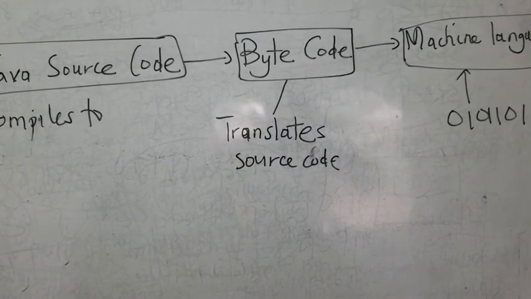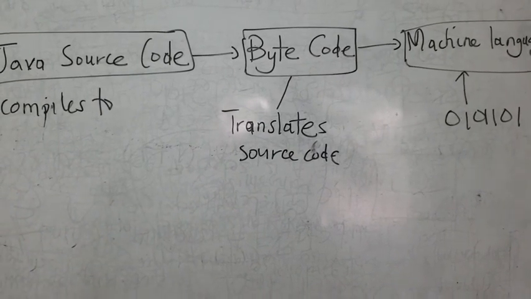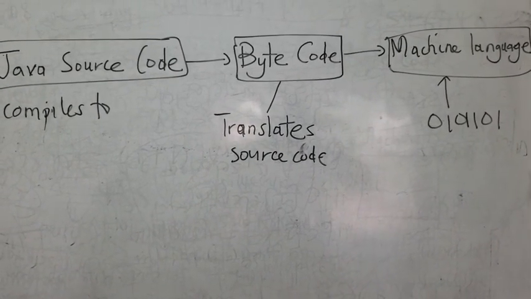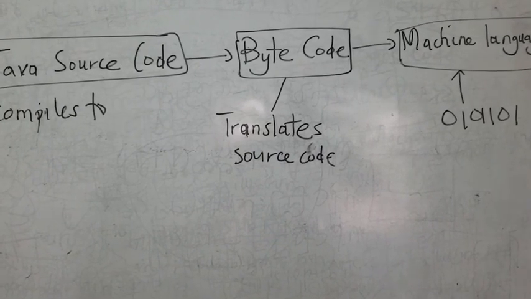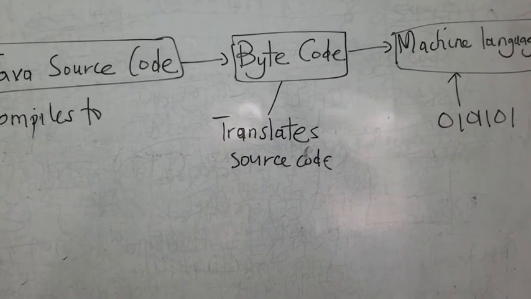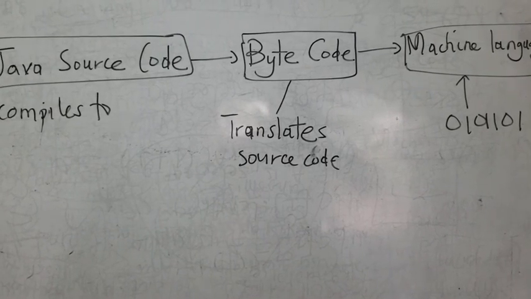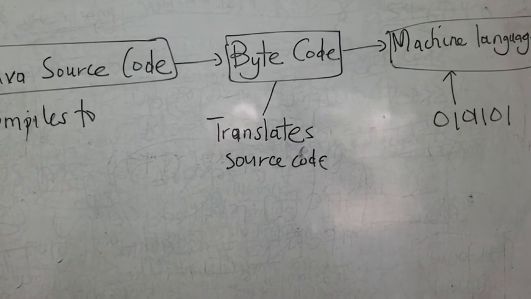So in this case, we'll say Java does not depend on the type of machine to run. It doesn't matter the type of machine. With the existence of bytecode, the execution will go on.